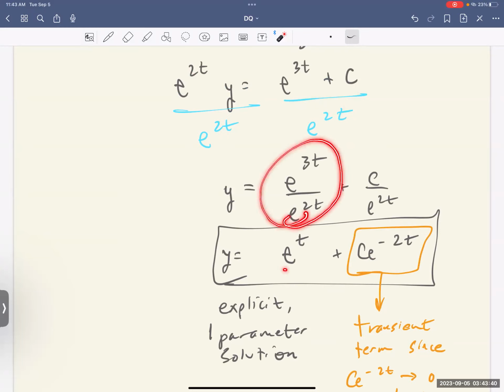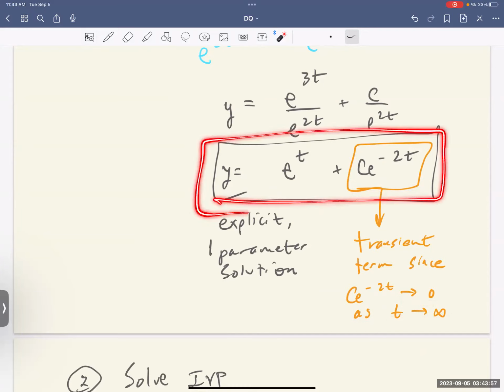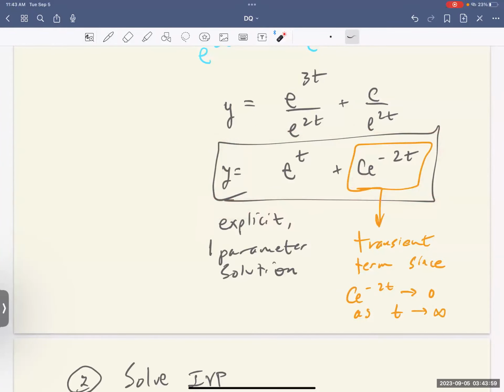Here they reduce to e to the t. Left side or right, it's c over e to the 2t. So c e to the negative 2t. And then just to mention that this is a transient term because it goes to 0 as t goes to infinity. So all of this is our one parameter c explicit solution. Again, explicit because it's y equals and then just stuff with t.